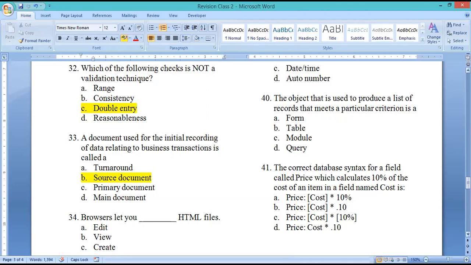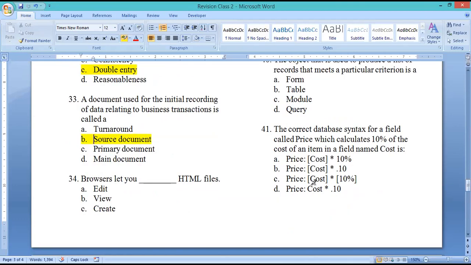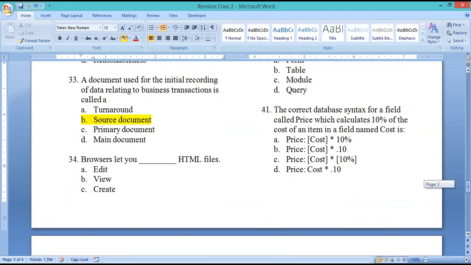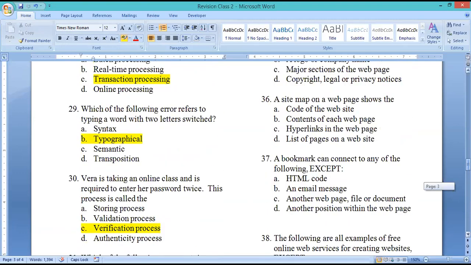Excuse me. Okay. Browsers let you HTML files: edit, view, create, or delete. So a web browser can, view, very good. Because you can't see the HTML code, that's how you make the website, right? So you can only view them.